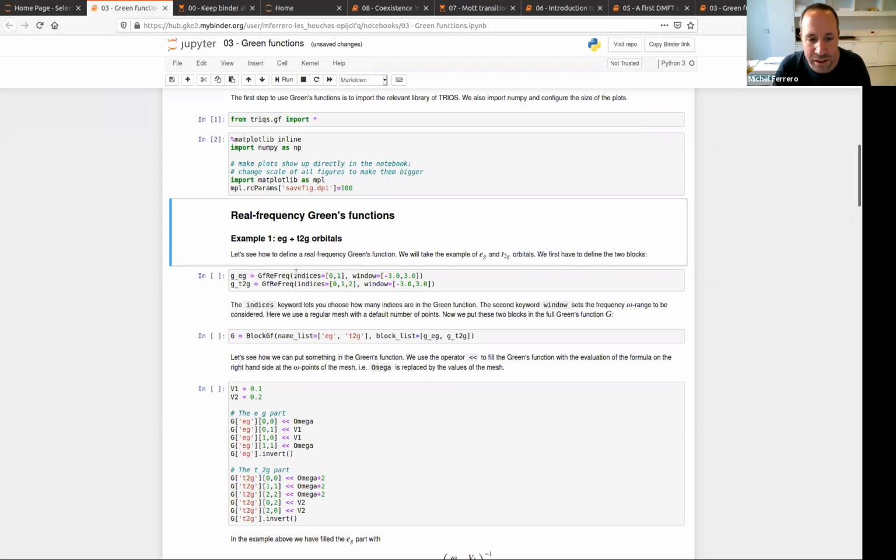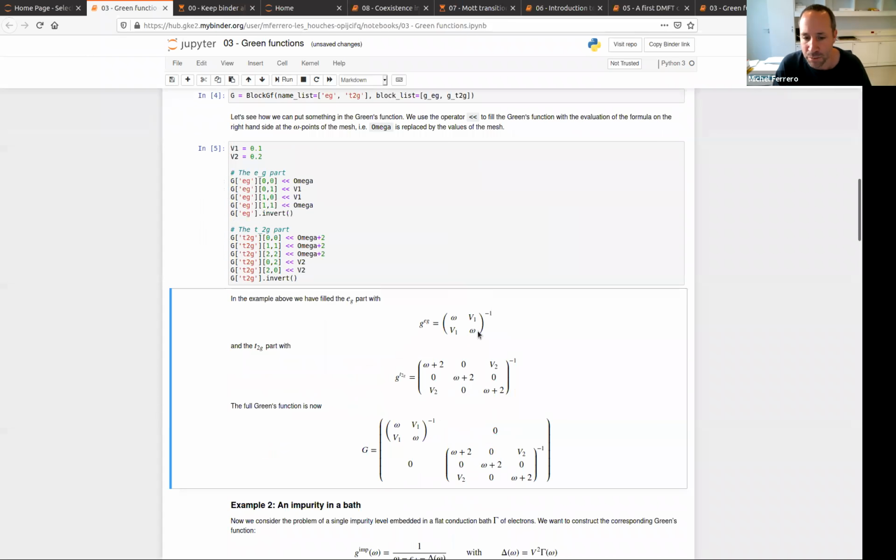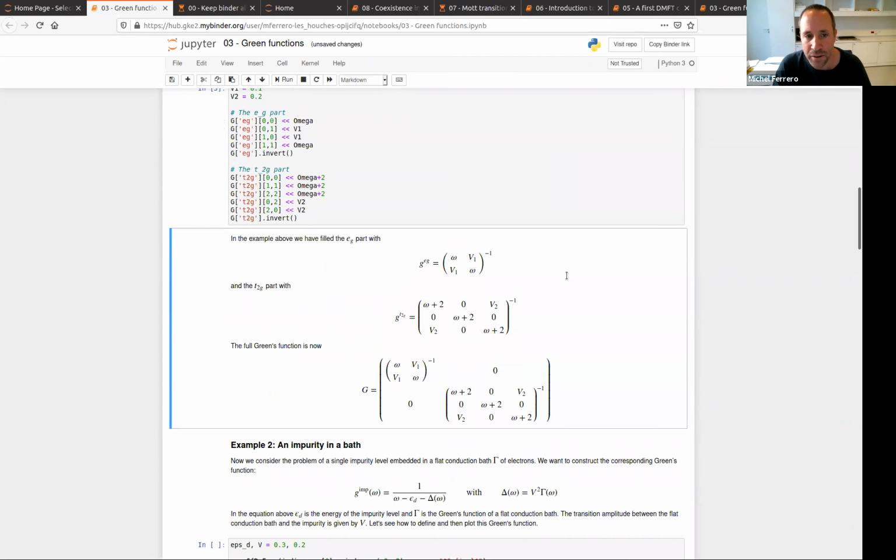So you specify this by giving indices. And the window here just tells, because it's a real function, a Green function in real frequencies, that you consider frequencies between -3 and 3, and so on and so forth. Hopefully this notebook can give you an idea of how to construct these different Green functions. For example, if you want to define them like this, there's the corresponding code here.